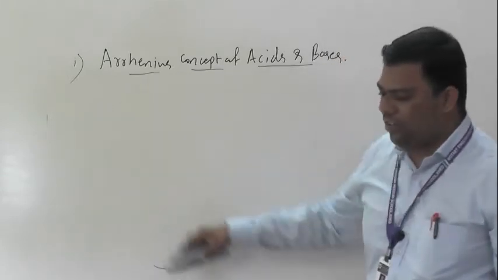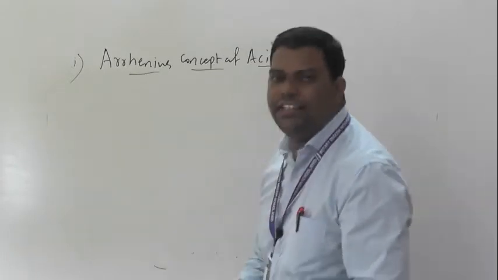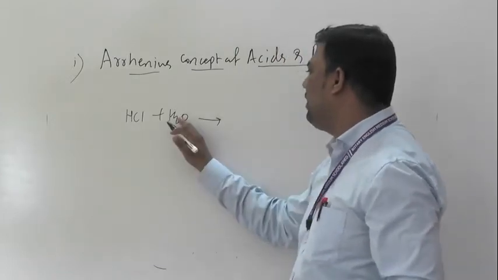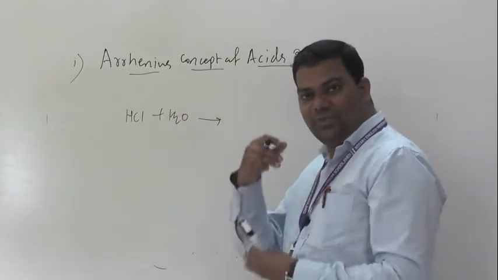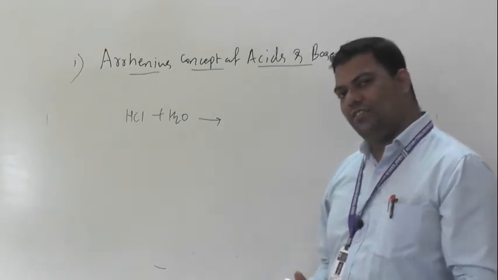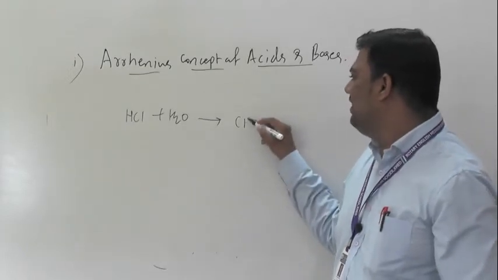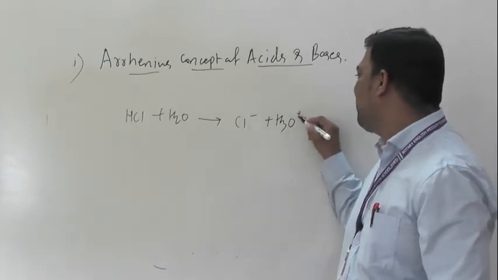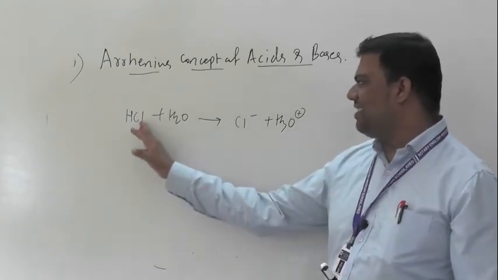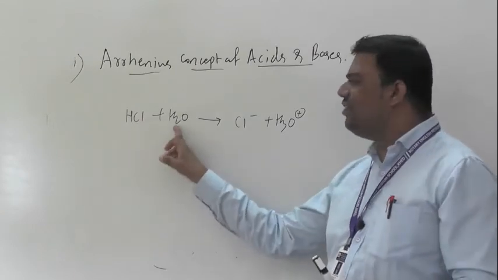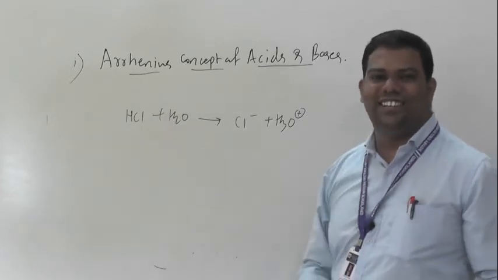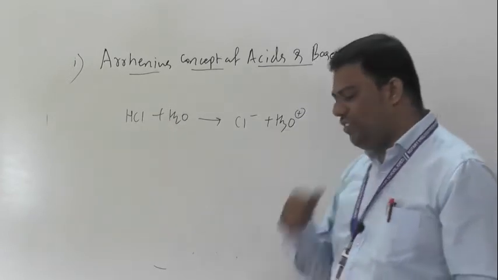See what will happen. Suppose we discuss HCl. HCl plus H2O. So what will happen here? That H plus they are producing will react with water, and we get Cl minus plus H3O plus. Here we wrote directly. Understood? Whatever H plus is produced here, it will react with water because it is in aqueous state. HCl with water means HCl is in aqueous state. Understood? So here you will get it like this.